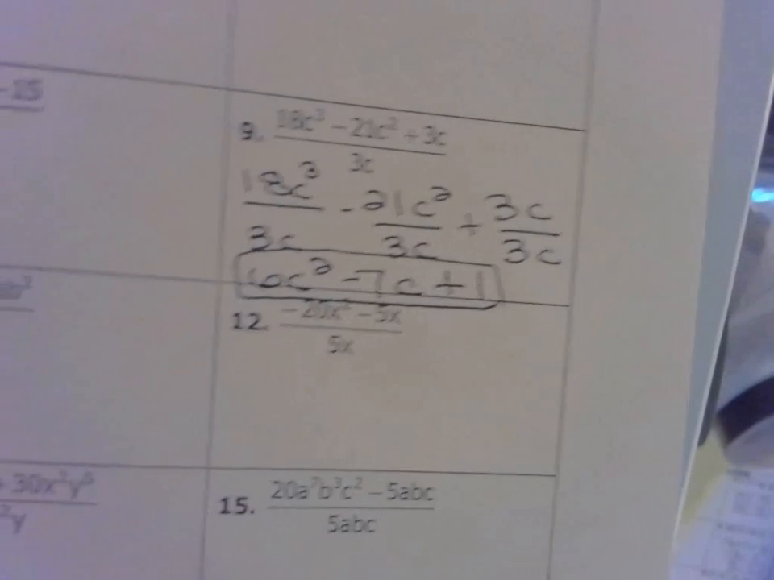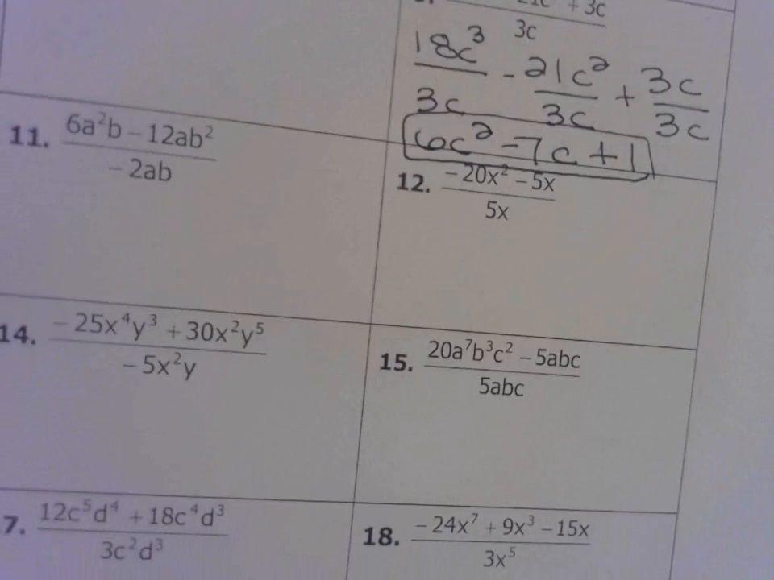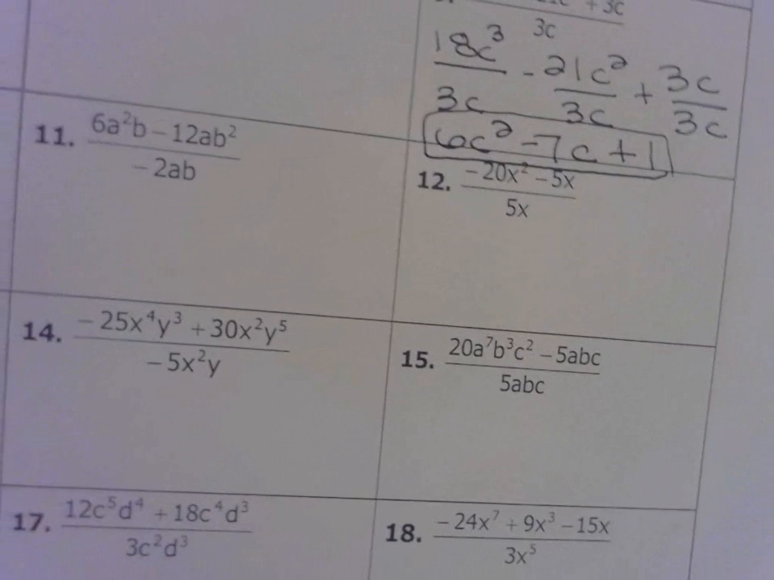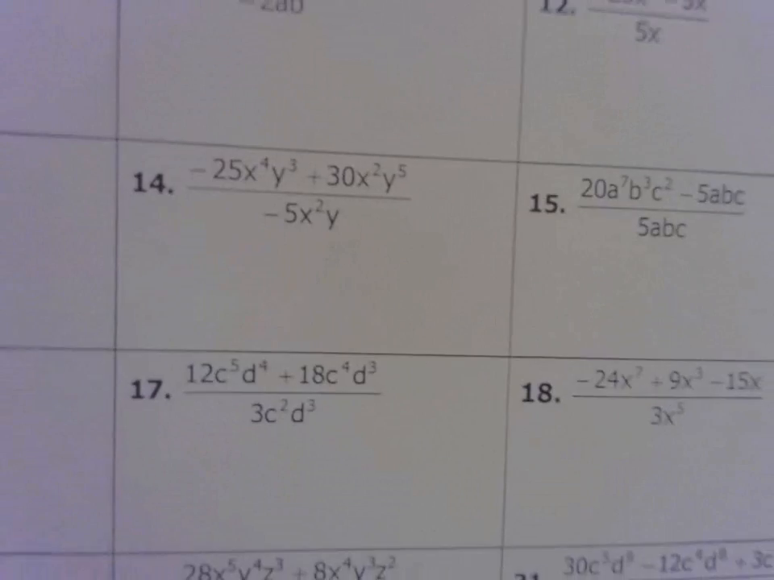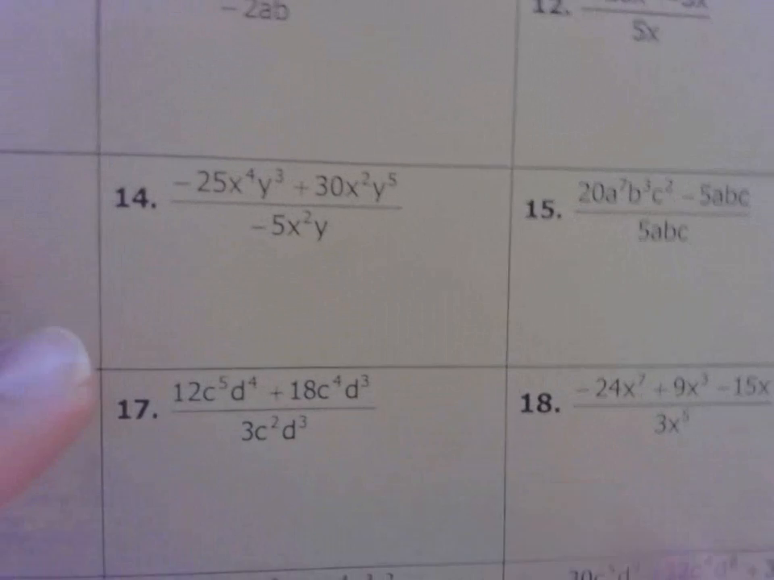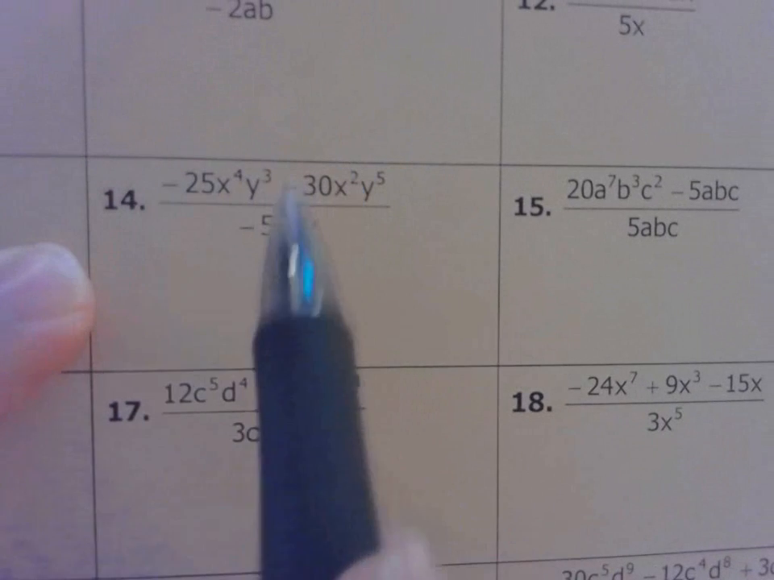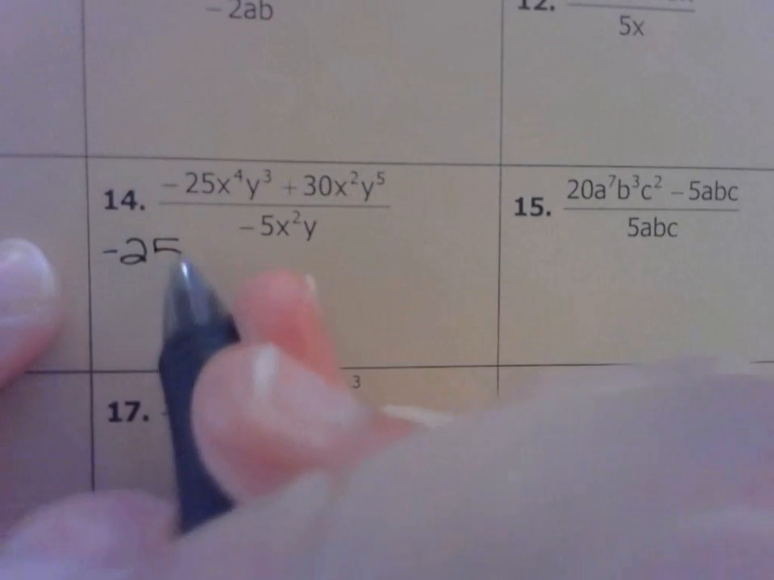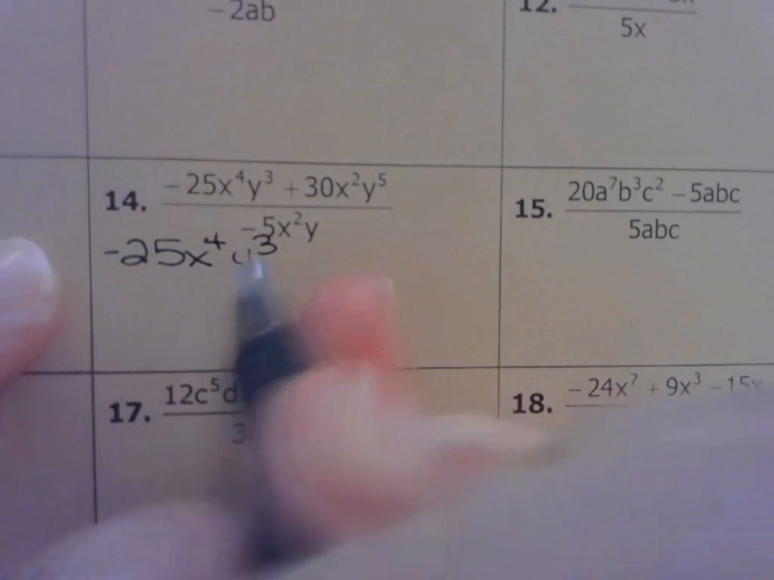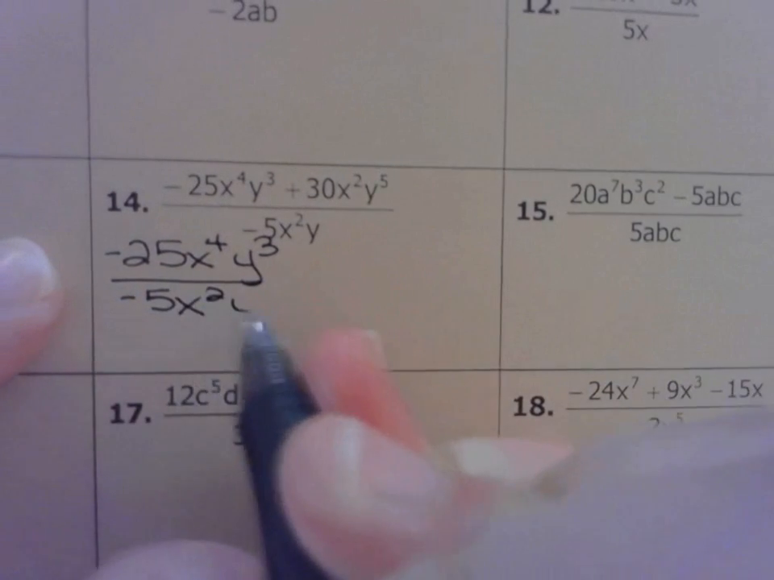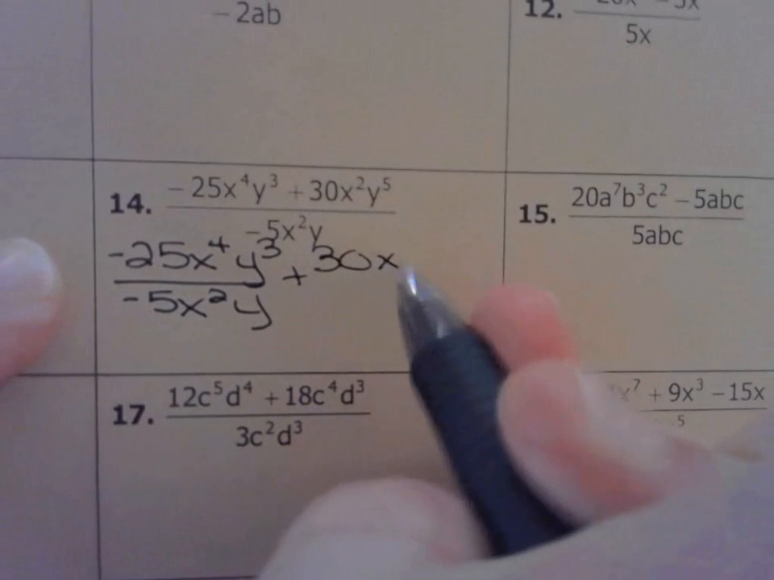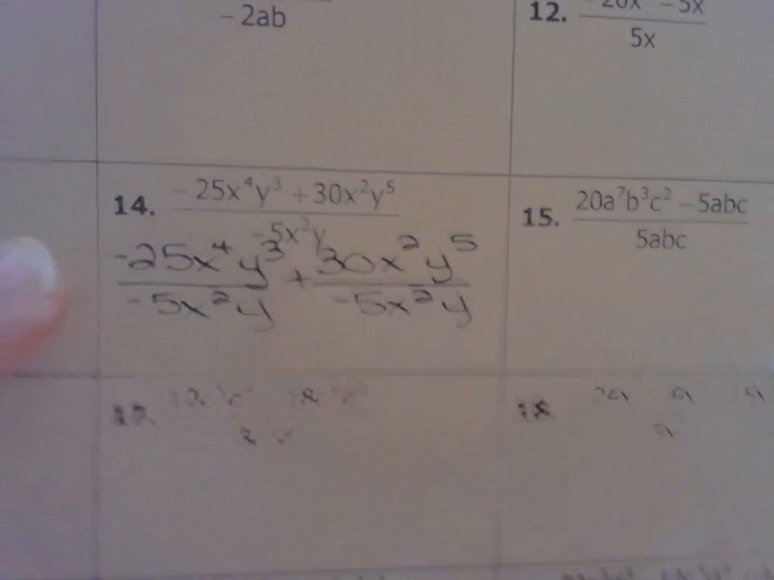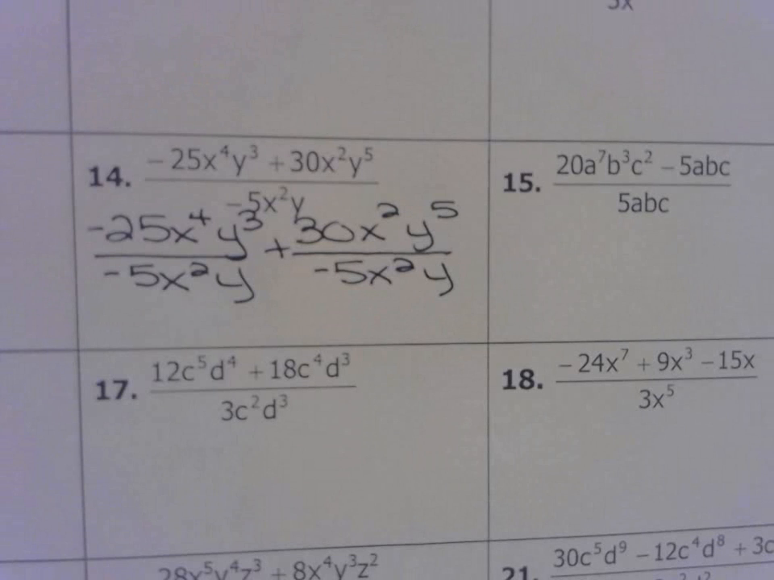Okay. Let's look at one like 14. If I look at one like 14, we have a binomial on top, 2 terms, divided by a monomial. So we're going to take each term on top and write it over the bottom one. So negative 25x to the 4th y to the 3rd over negative 5x squared y, plus 30x squared y to the 5th over negative 5x squared y. So we take everything on top, both terms, and write it over the monomial.